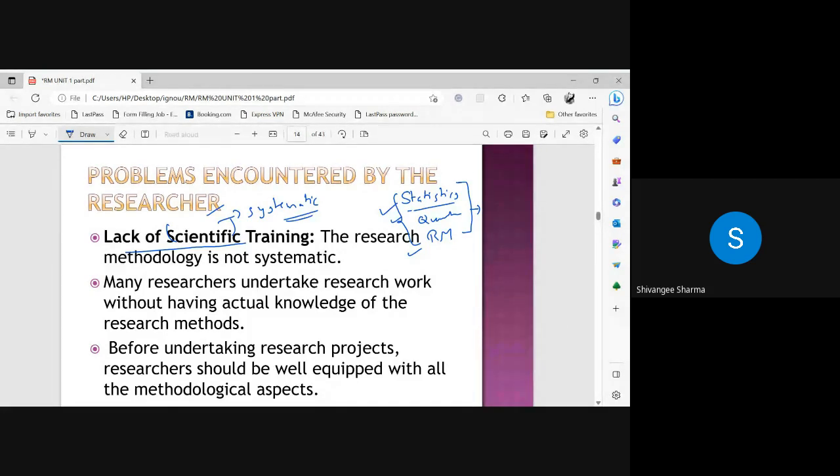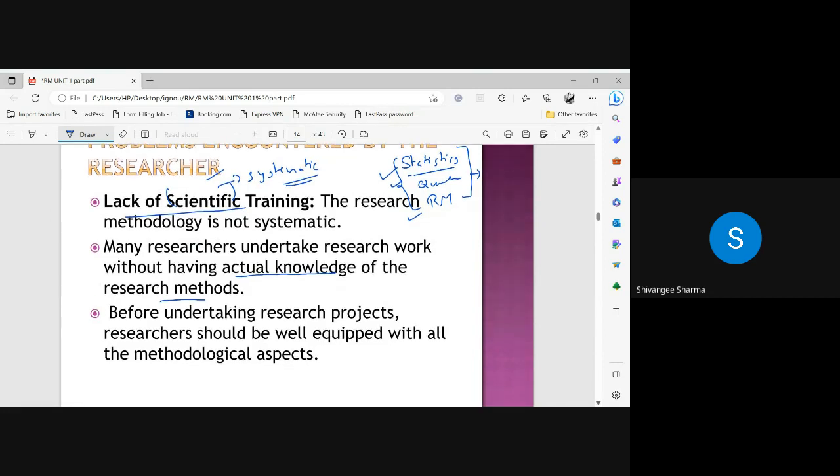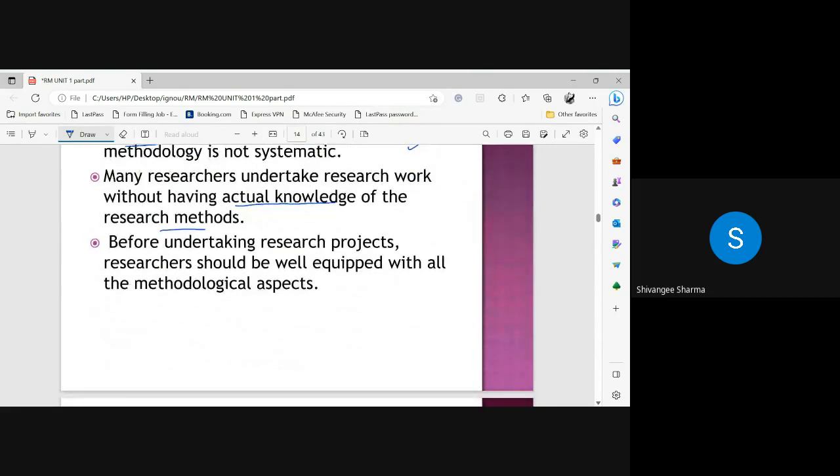And many researchers undertake research work without having actual knowledge of the research methods. If you don't know different research methods and you are doing a research, then it can go in vain. Okay. So before undertaking research projects, researchers should be well equipped with all the methodological aspects of research.